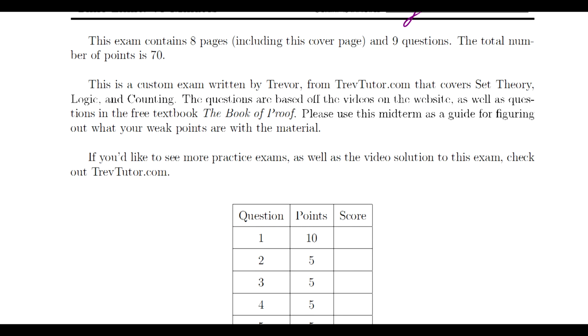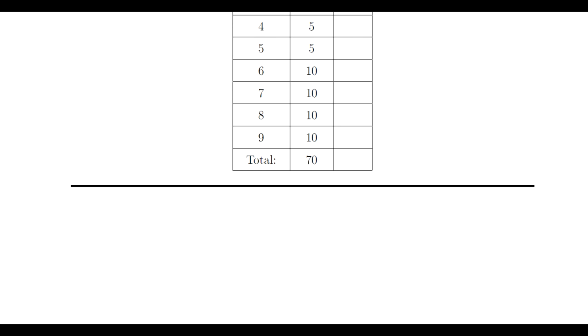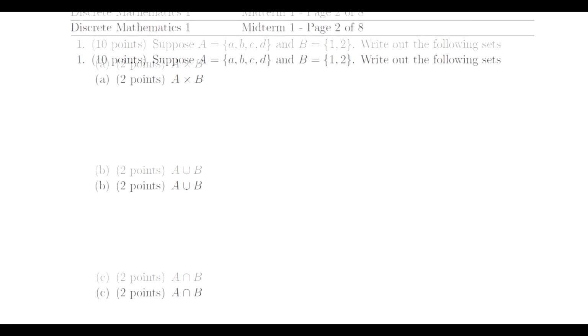a video on this. So the questions are based off my videos, and a free textbook online that you can find by typing "book of proof" into Google. Some of the questions are directly out of there, and some are made up. So, 70 points. Let's go.